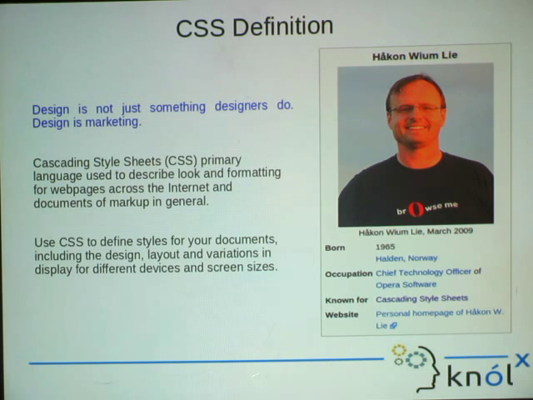Now, CSS definition. As I told you, design is not just something designers do. Design is marketing. Cascading Style Sheets is a language. Don't be confused that it is a library or framework. It is a language, used to describe the look and formatting of web pages. Web pages, you all know, whatever we make using markup languages, XML and HTML, we call web pages. And to give styles or a better look and feel, we use CSS.